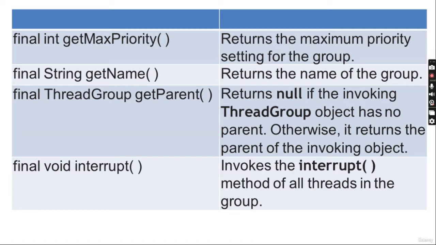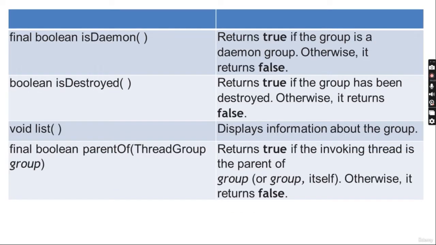final int getMaxPriority() returns the maximum priority setting for the group. final String getName() returns the name of the group. final ThreadGroup getParent() returns null if the invoking ThreadGroup object has no parent. Otherwise, it returns the parent of the invoking object. final void interrupt() invokes the interrupt method for all threads in the group. Then final boolean isDaemon() returns true if the group is a daemon group. Otherwise, it returns false.